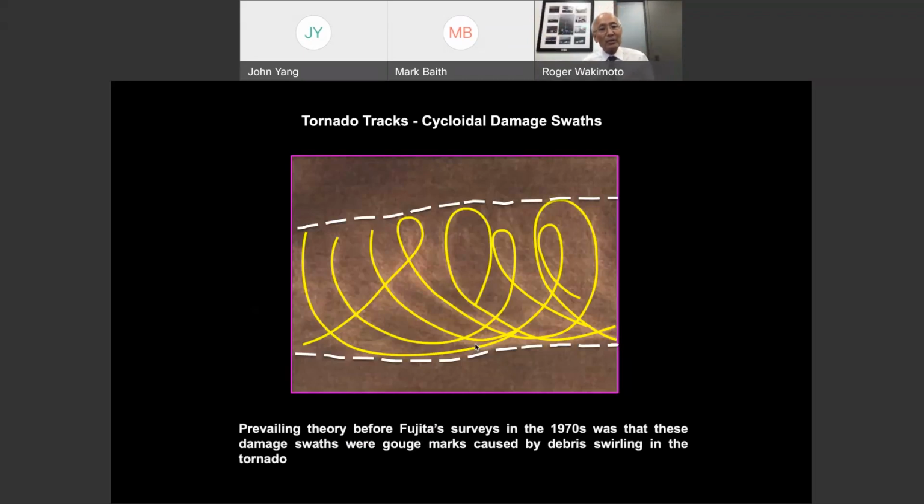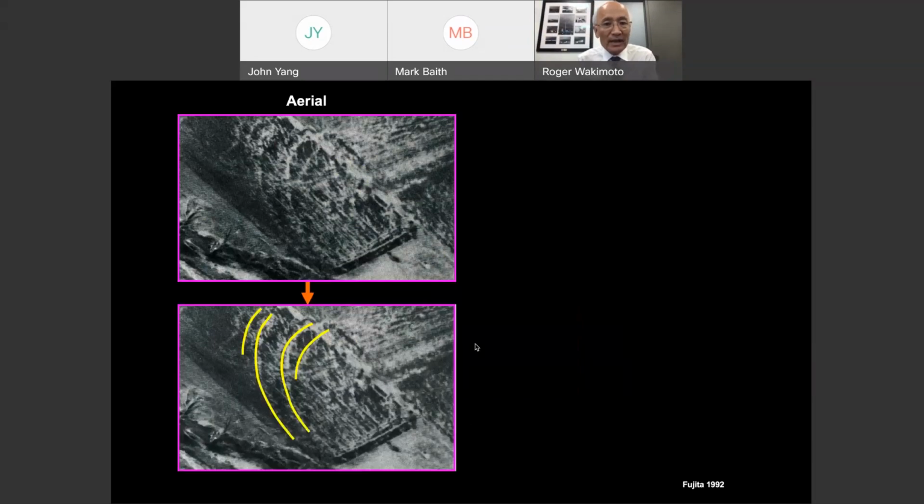Now, the prevailing theory, though, before Fujita became involved, is these were gouge marks. Essentially, tornadoes were picking up debris and just gouging these marks into the field. And it was Ted's very detailed damage surveys that actually came up with another scenario.